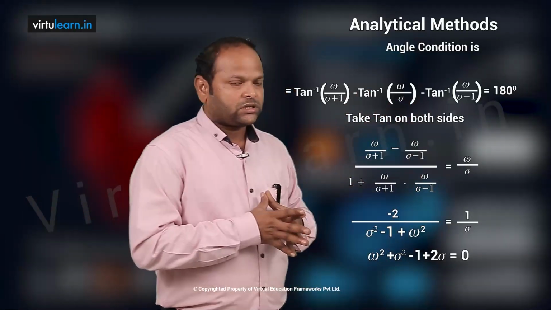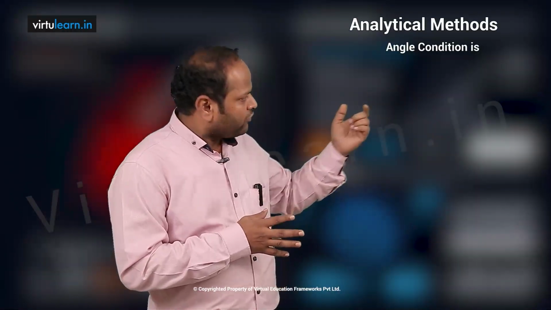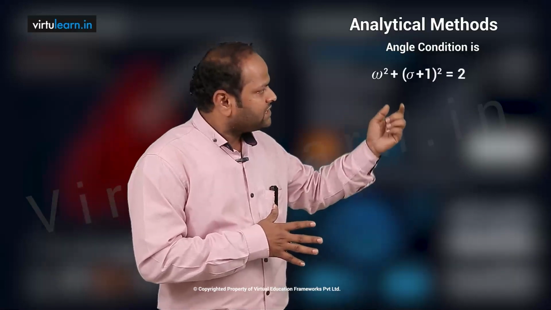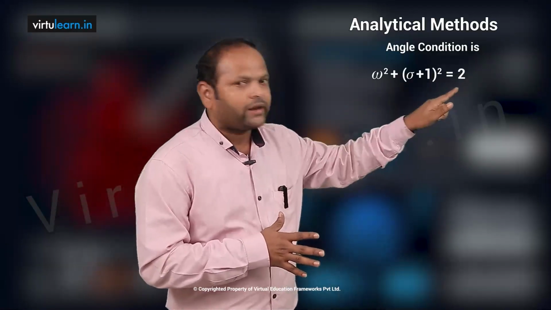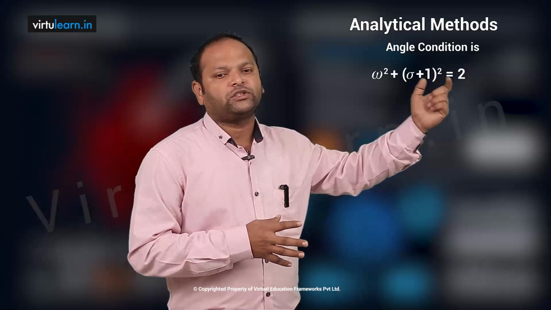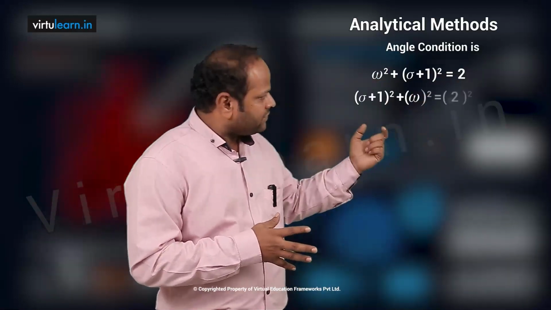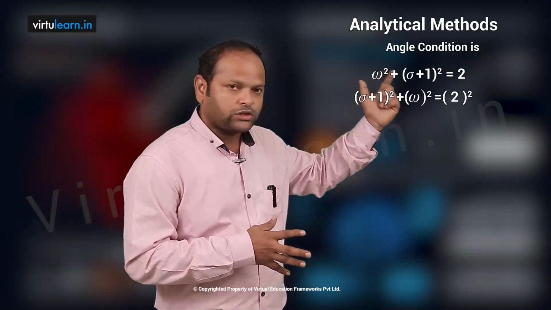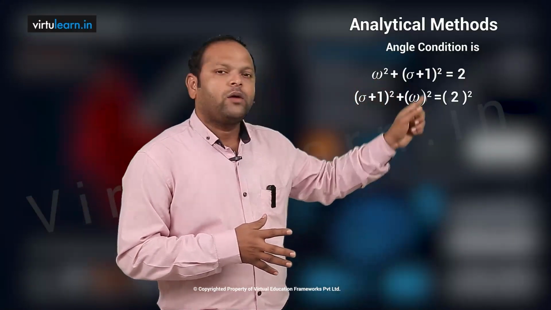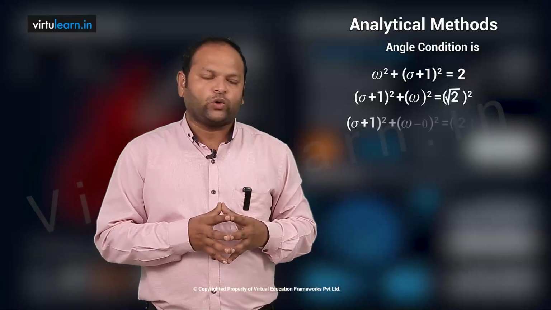Then in the process, if you add 2 and subtract 2, I can write this in this form: omega square plus (sigma plus 1) whole square is equal to 2. Then if you write it in this form, taking the first term, I can write it as (sigma plus 1) whole square plus (omega minus 0) whole square is equal to (root 2) whole square. So when I say root 2 whole square, that will be 2 only.